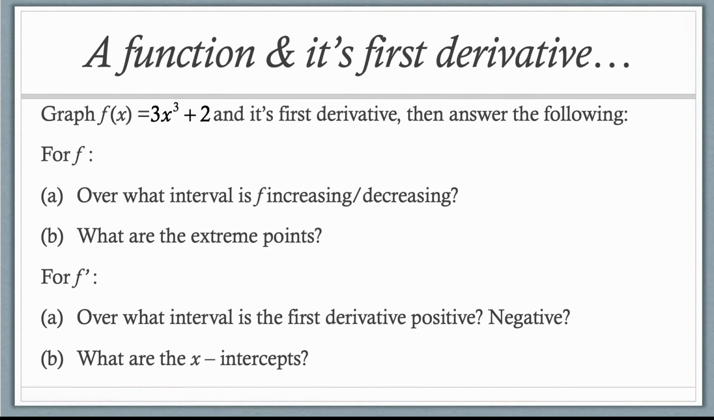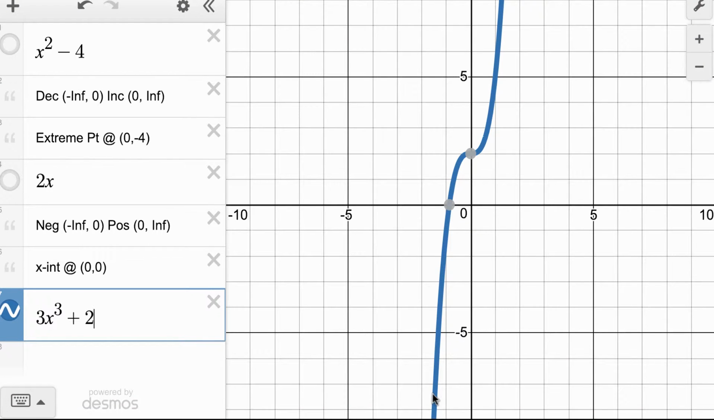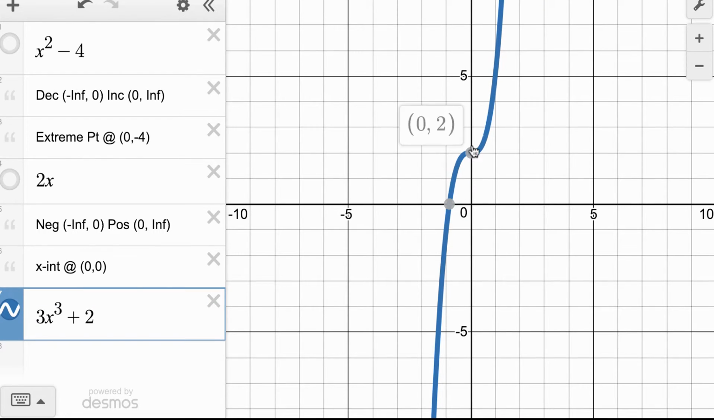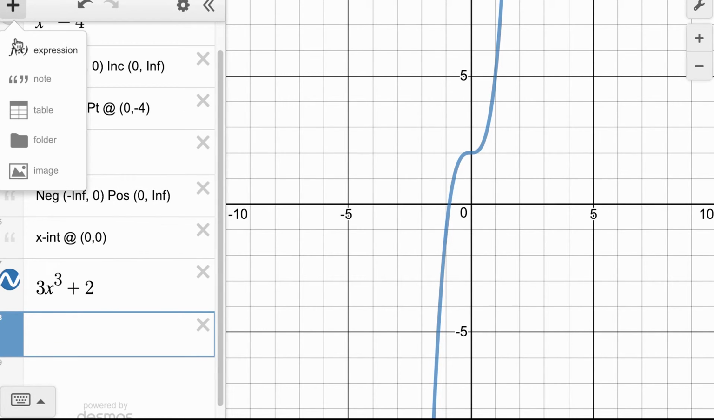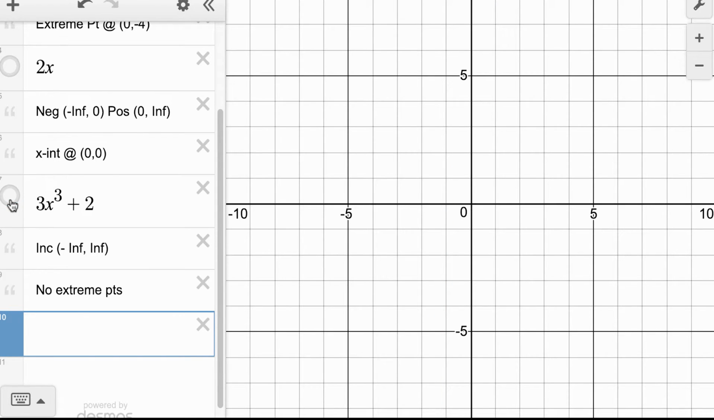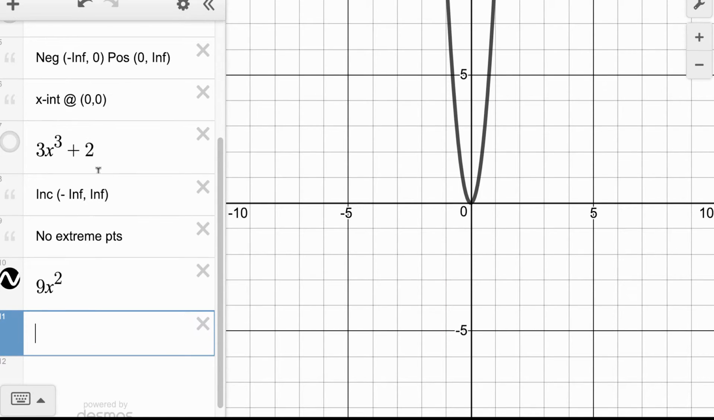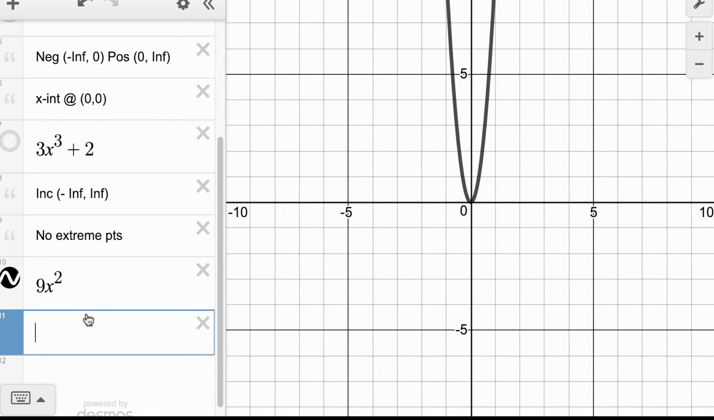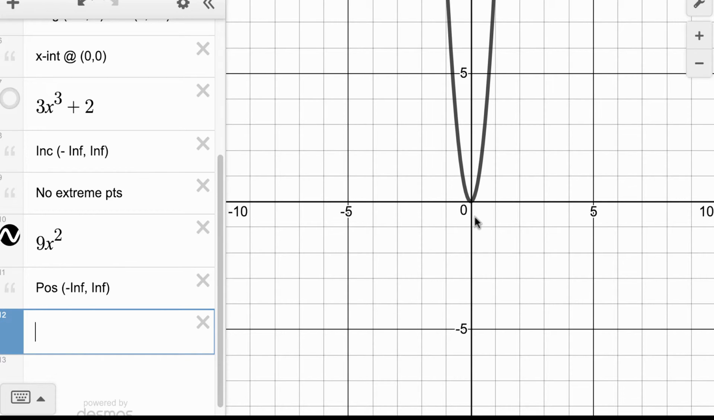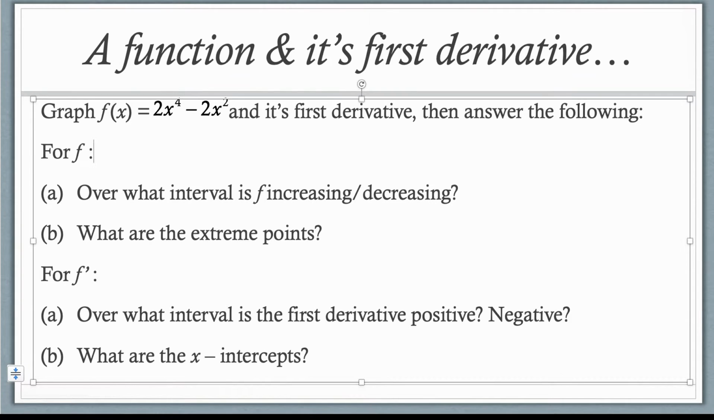Okay, we're going to do the same thing with the next function. We have 3x cubed plus 2 and its first derivative. Okay, so looking at this function, we are increasing over its entire domain. So we don't see any change in direction, which means that there are no extreme points for this function. Okay, let's take a look at its first derivative, which is going to be 9x squared. Okay, once again, we notice that it is positive along its entire domain, and we do have an x-intercept here at the origin.